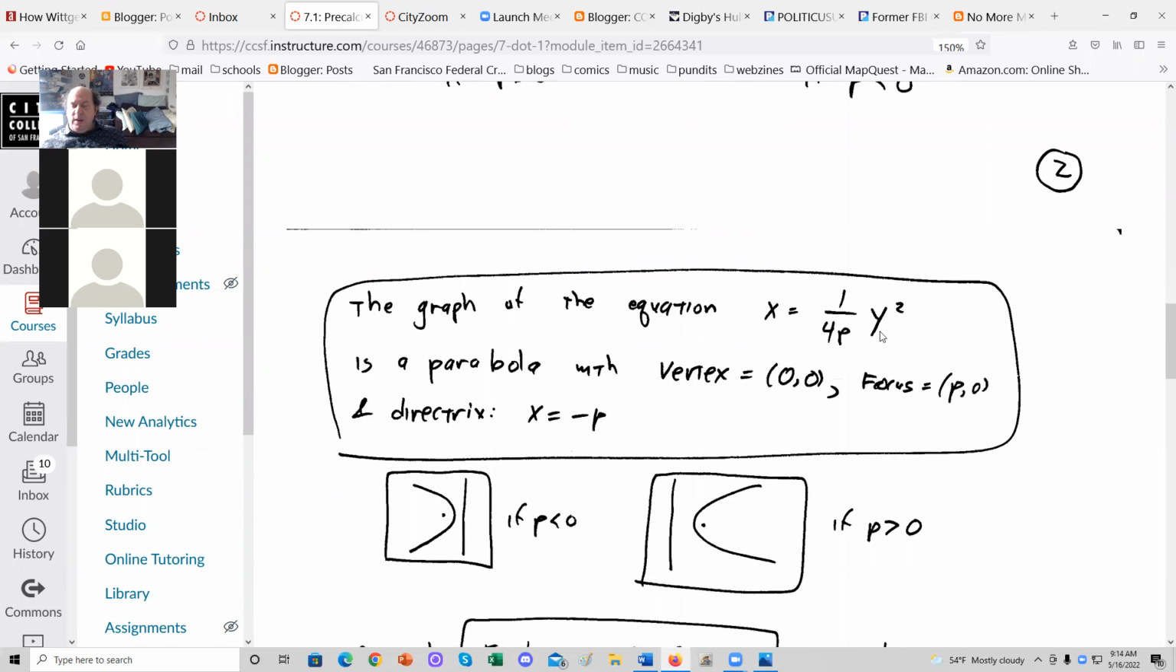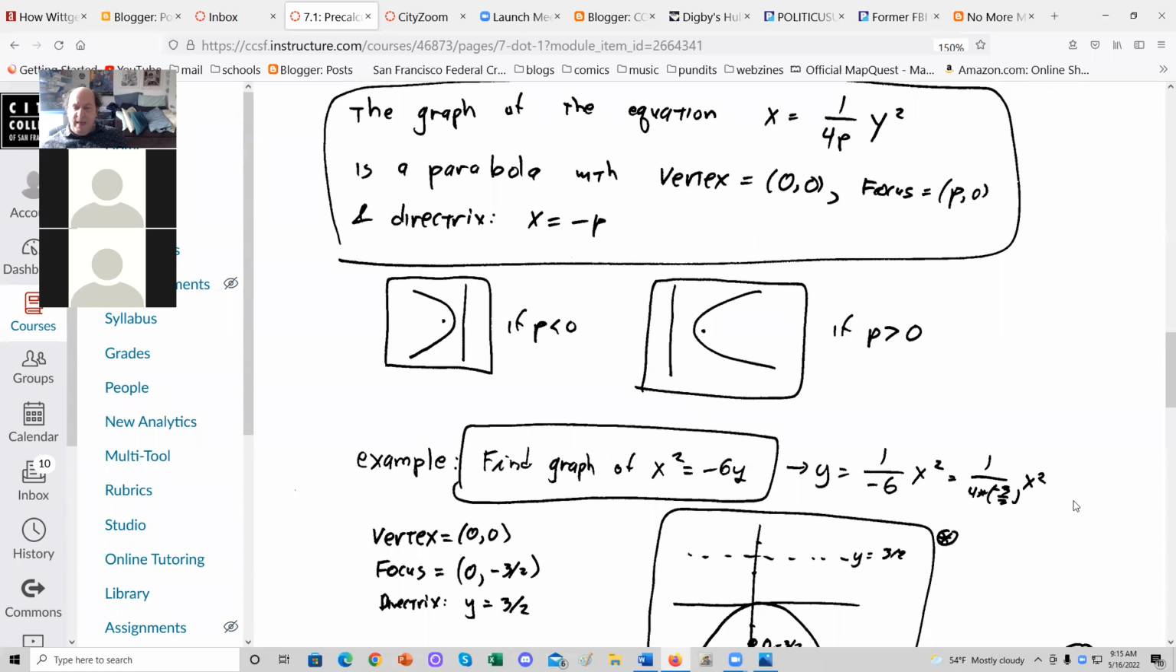Now, if we swap x and y, x equals 1 over 4p y squared, then you flip it on its side and we get a parabola with vertex 0 by 0, focus p by 0, and directrix x equals negative p. If p is less than 0, then the parabola points to the left. The focus has negative coordinates, and the directrix is x equals a positive number. If p is positive, it's the other way around. The parabola points to the right, has a focus on the right positive axis, and the directrix is x equals a negative number.